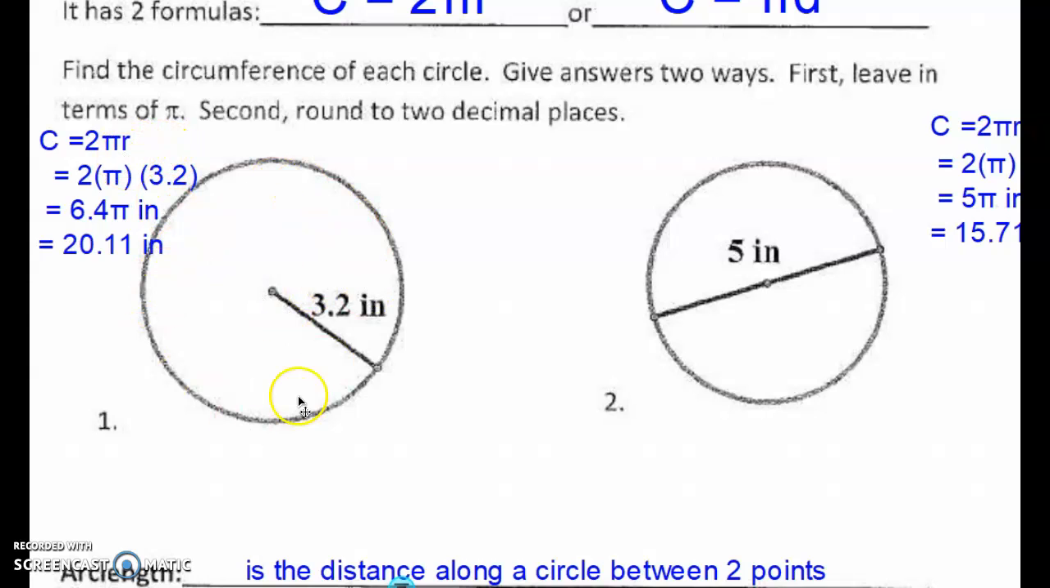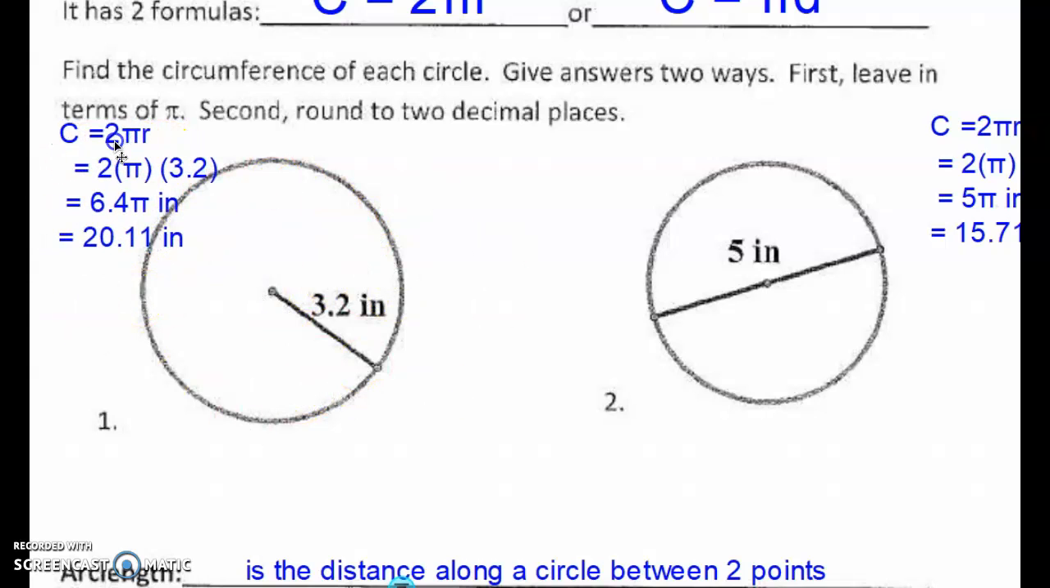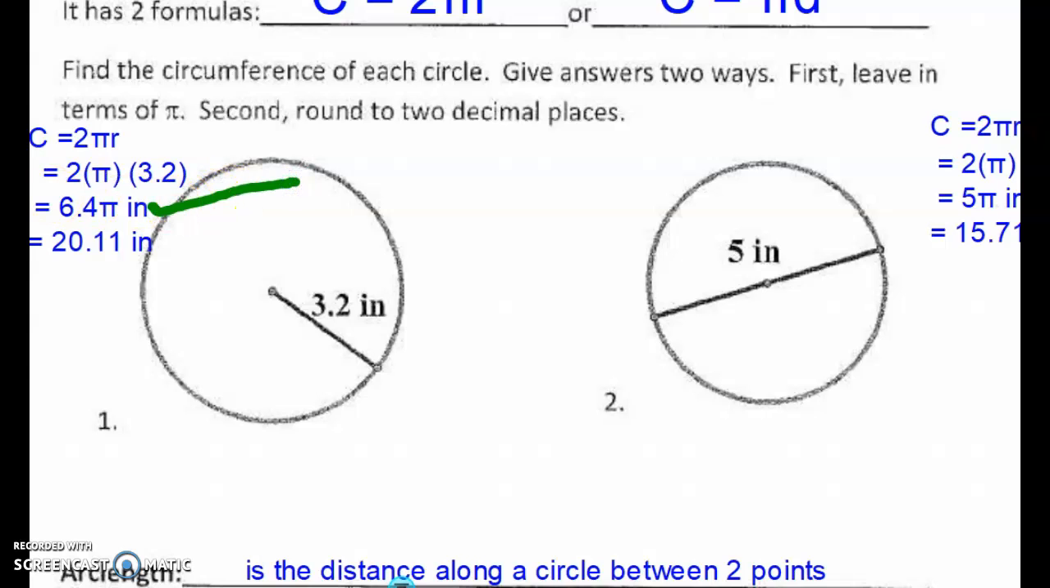Okay, so if we look at number 1 right here, 2 pi r, there's our formula. 2 pi, plug in the 3.2. Twice 3.2 is 6.4 pi. That's one of the answers in terms of pi. Notice, do you see a pi in your answer right there? Now, they said 2 decimal places. Well, plug it into your calculator. 6.4 times 3.14. You're going to get 20.11.